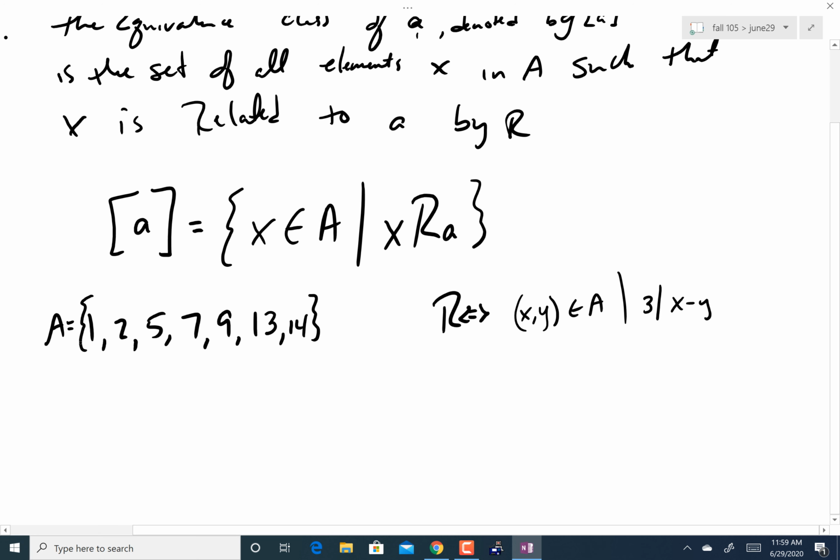2 minus 1 is 1. That doesn't work. 5 minus 1 is 4. No. 7 minus 1 is 6. So there you go, 7 and 1. 9 minus 1 is 8. No. 13 minus 1 is 12, so that'll work. 14 minus 1, no. What do we got here? 5 minus 2 would work. 7 minus 2, no. 9 minus 2, no. 13 minus 2, 14 minus 2. 14 and 2 works.